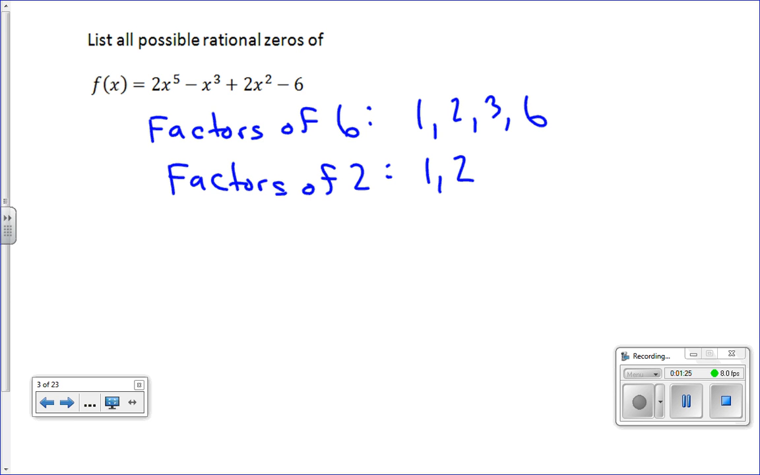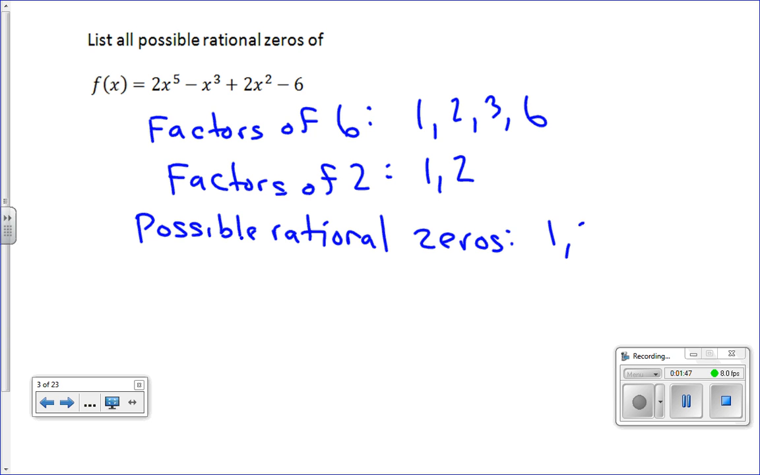So the theorem says this. The rational root theorem says that I can find possible rational zeros by taking factors of 6 divided by factors of 2. So let's see. Let's take 1, 2, 3, and 6, divide that by the 1, and I get 1, 2, 3, and 6. Then I have to take these four numbers and divide it by the 2.